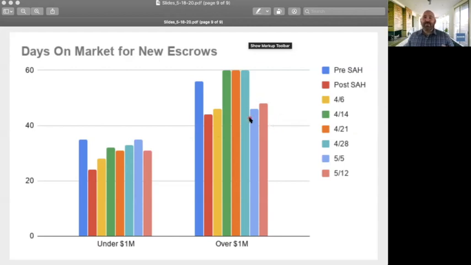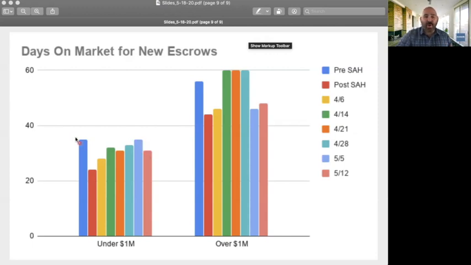Now, one of the things I tell people is, if you read the title of this chart, it is days on market for new escrows. What I care about is the properties that buyers are actually buying, not the property that has been overpriced and sitting on the market for 6 months. That data is not terribly useful for me. I want to know about the properties where a buyer and a seller are coming to an agreement. That is the information that is the most important to us. And as you can see here, these numbers are very strong.